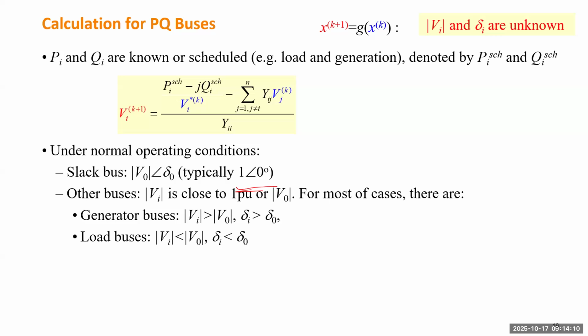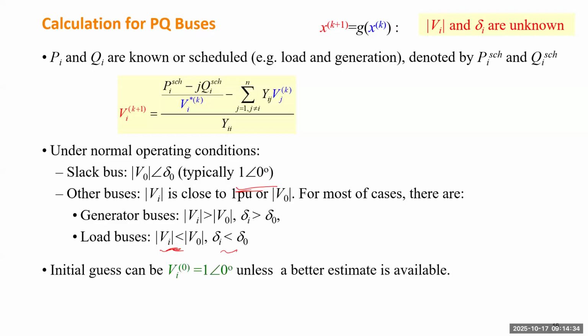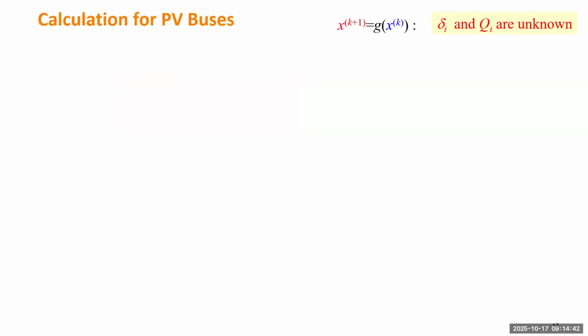Since PQ buses mainly represent the load buses, typically the voltage will be slightly lower than the slack bus, and the angle will be slightly less than the slack bus. So if you want, you can make an initial estimate for each load bus to have voltage magnitude slightly less than 1, and angle slightly negative. But if you want to always use this simple initial estimate, that's fine, unless you have a better estimate. For each PQ bus, that's just simple.